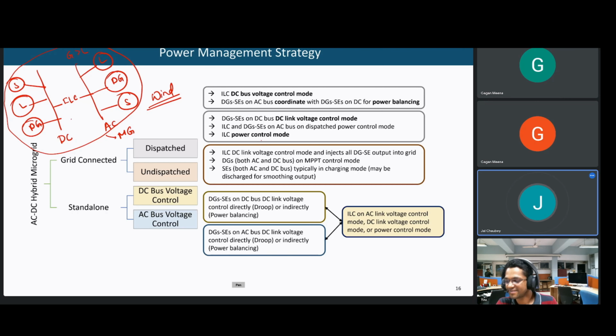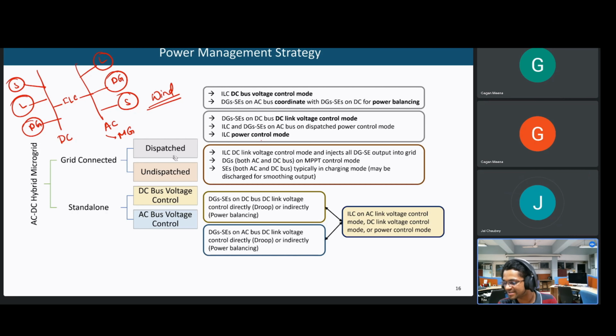Yes, clear. Mostly it is grid connected now. Standalone modes are, I think, not very common in India. Mostly they are connected to the main grid. Standalone will be when there is an isolated remote area, then it can be standalone.